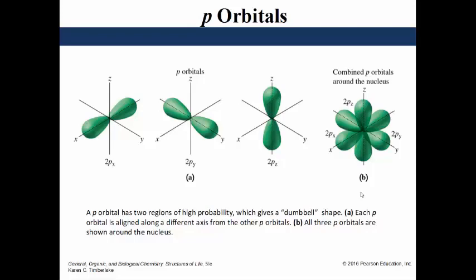Images of how a P orbital would look: a long, skinny, in this case, green balloon that's kind of pinched off in the middle. Same thing here, same thing here. And then we have the combined P orbitals that look kind of like this, all perpendicular to one another. This image is a combination of these three together.